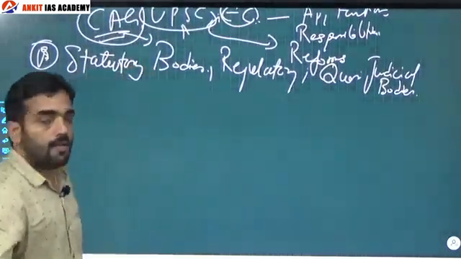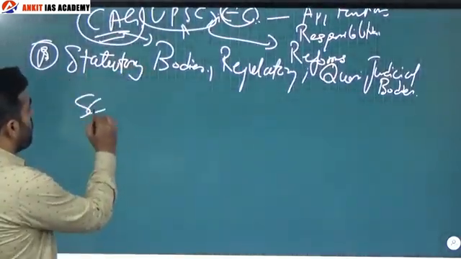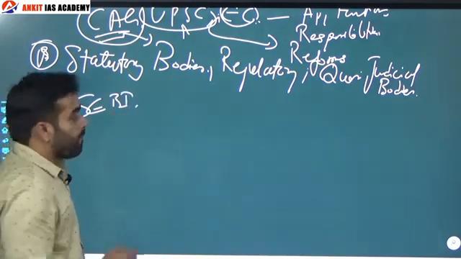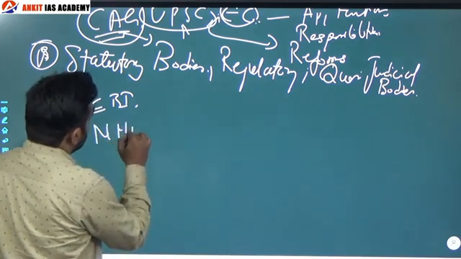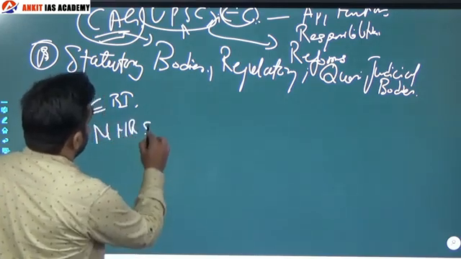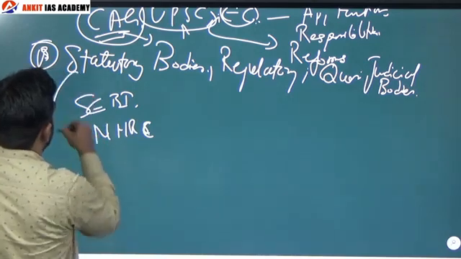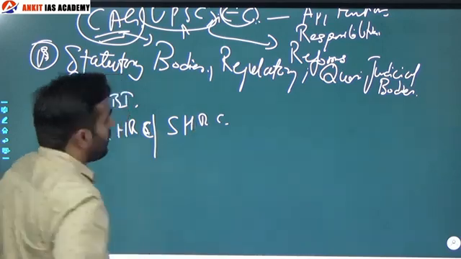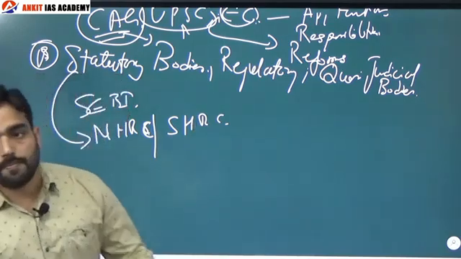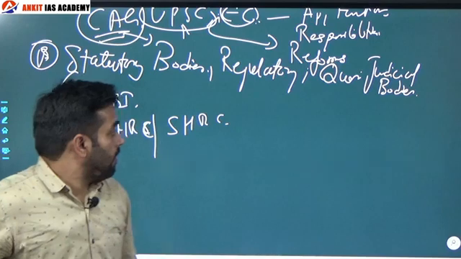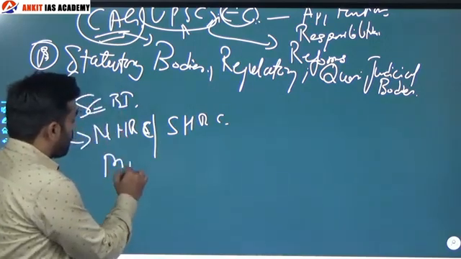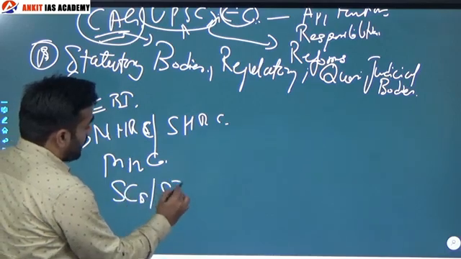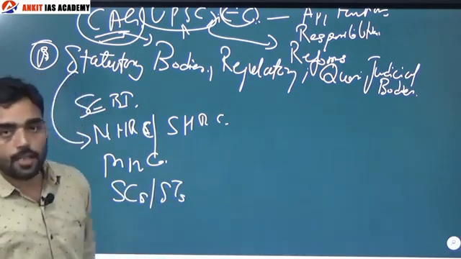In this you will see, let's say, SEBI, that regulates the stock market. Then there is NHRC. NHRC is a statutory body. Then at the state level there is the State Human Rights Commission. So the Human Rights Commission, whether it is the Minority Commission, then there are commissions related to SCs, STs. So these are all regulatory statutory bodies.